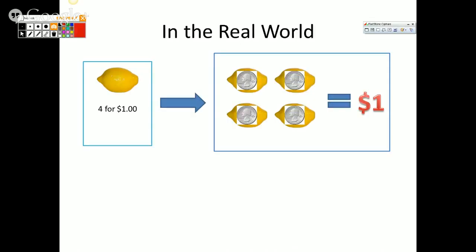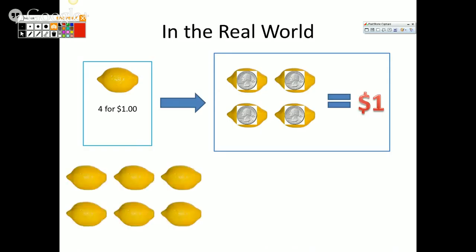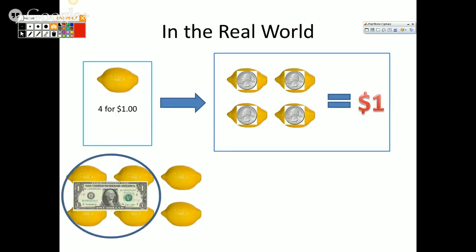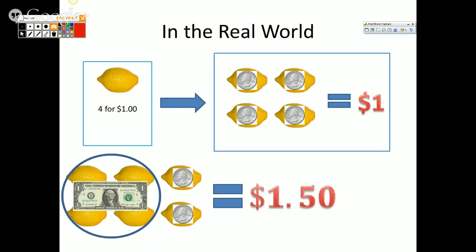And then to take it a step further, you can also figure out how much more lemons would cost or less. So in the case of, say, you needed 6 lemons to make lemonade, you know the first 4 are going to cost you $1, and you know that each lemon's 25 cents, so the other 2 are going to cost you 2 quarters, 50 cents, so then 6 lemons are $1.50.